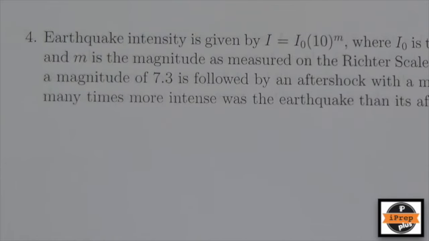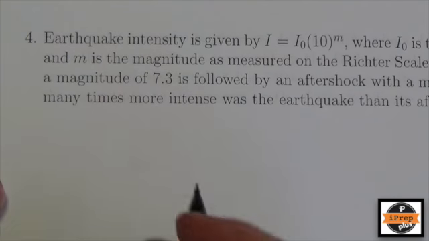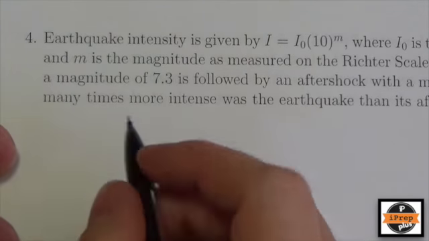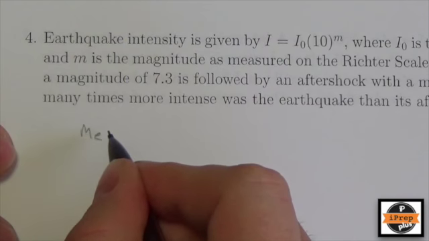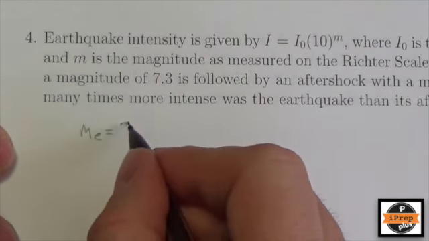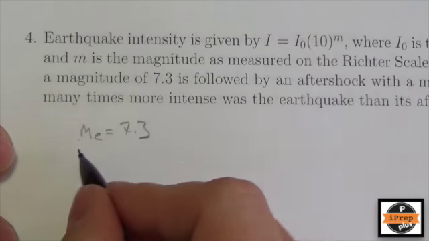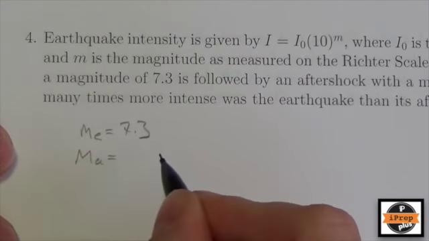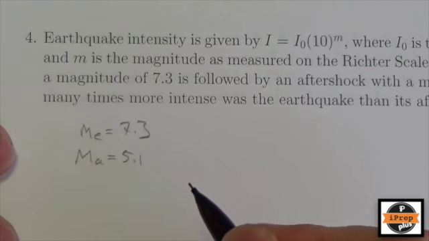I'm not asking you for any specific intensity, I just want to know the ratio of those intensities here. So first of all, let's take a look at the information that we're given. We know that the magnitude on the Richter scale, and we'll use m sub e for that, for the earthquake was 7.3. And we know that the magnitude of the aftershock here was 5.1.